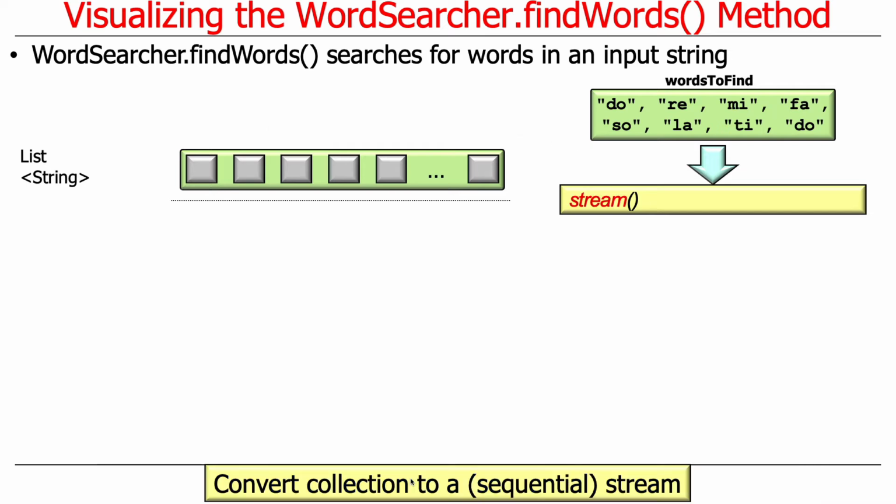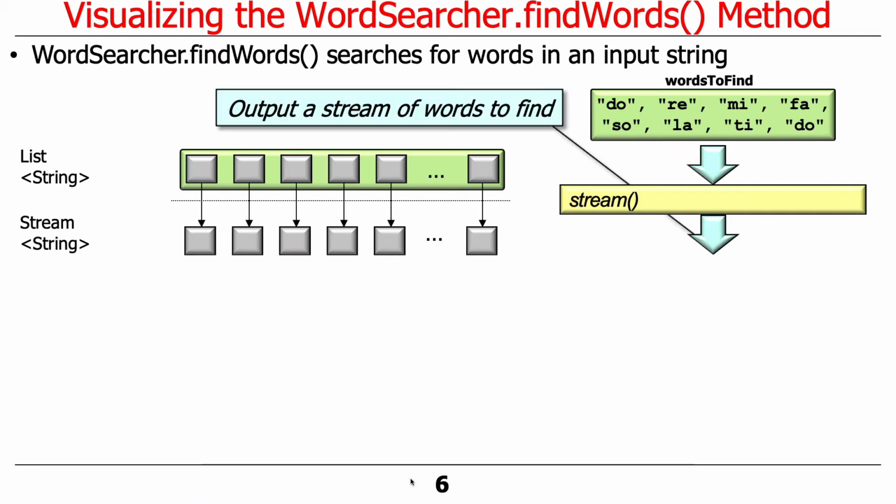And the first thing that we're going to do is convert that list of strings, or list of words, which are strings, into a stream. It's a sequential stream, and that's super easy. You just say words to find dot stream, and that converts the list into a stream, which outputs a stream of words. You can see here I've visualized this. We start out with a list, and then we apply the stream factory method operator, and that converts this into a stream of strings.